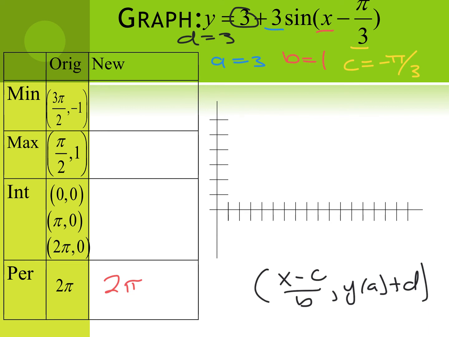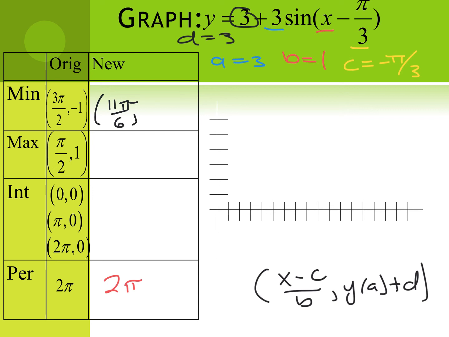So I'm going to go ahead and do that for my first point, for my minimum. We have 3 pi over 2, negative 1. For my x value, notice I'm going to be subtracting my c value. So I'm going to subtract a negative pi over 3, which ends up making it plus pi over 3. In order to do that, though, I need to get a common denominator of 6, which means I'm going to have 9 pi over 6 plus 2 pi over 6, giving me a new point of 11 pi over 6.